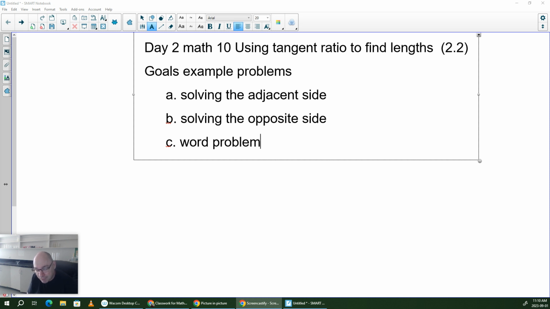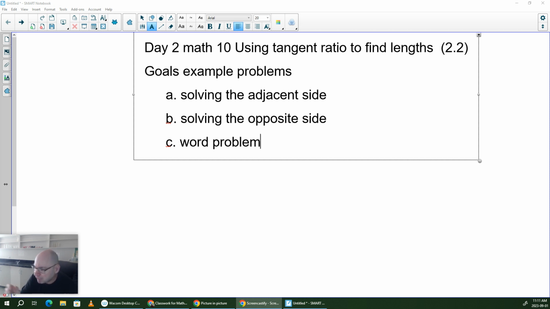If we look ahead here, I think our next big one would be there's a checkpoint in there, and then we get into sine and cosine ratios, and those get used at kind of the same time. Anyways, so today we're going to be looking at solving the adjacent side in the tangent ratio, solving the opposite side in the tangent ratio, and then basically doing some word problems. So again, be about a 30-minute instruction with some practice.